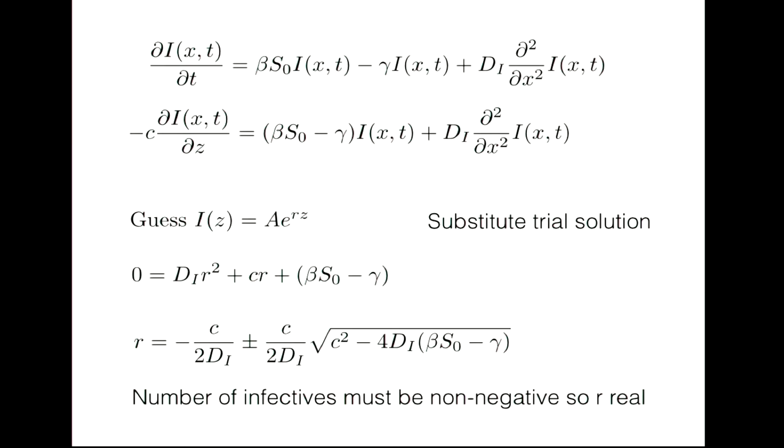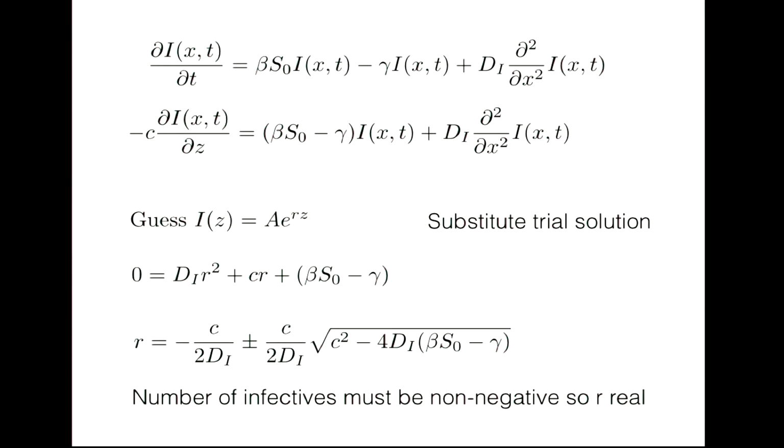So if I insert it and ask what the trial solution should correspond to in terms of what are the values of a and r that satisfy this equation, then I get 0 equals Di times r squared plus c times r plus beta S naught minus gamma, which is then a quadratic which has to be solved for the value of r. If I do that, I get r equal to minus c by 2 Di plus or minus c by 2 Di square root of the subject here.